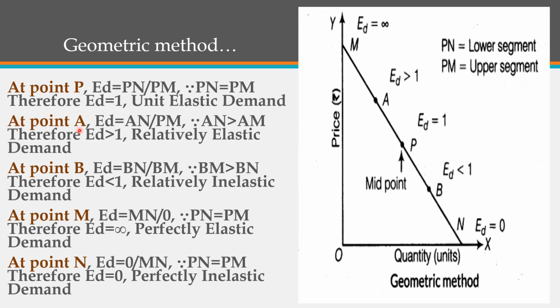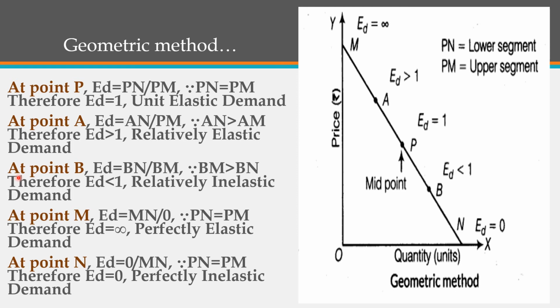At point A, elasticity of demand at point A is equal to lower segment AN divided by upper segment AM. As we can see, AN is greater than AM. So we will definitely get a number greater than 1. And we all know that when elasticity of demand is greater than 1, it is relatively elastic demand.